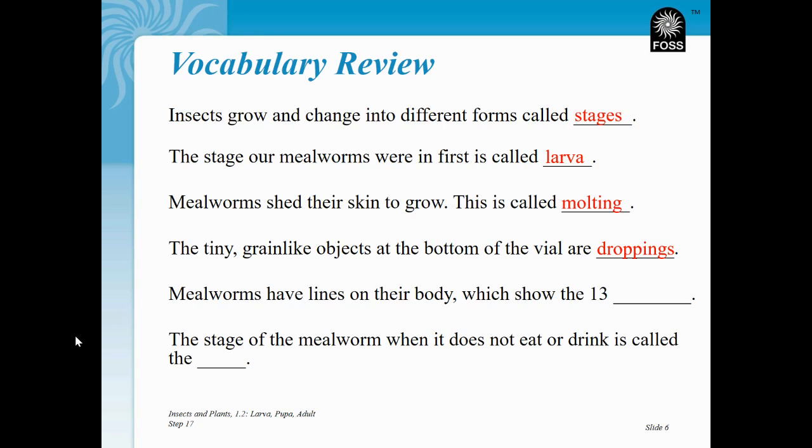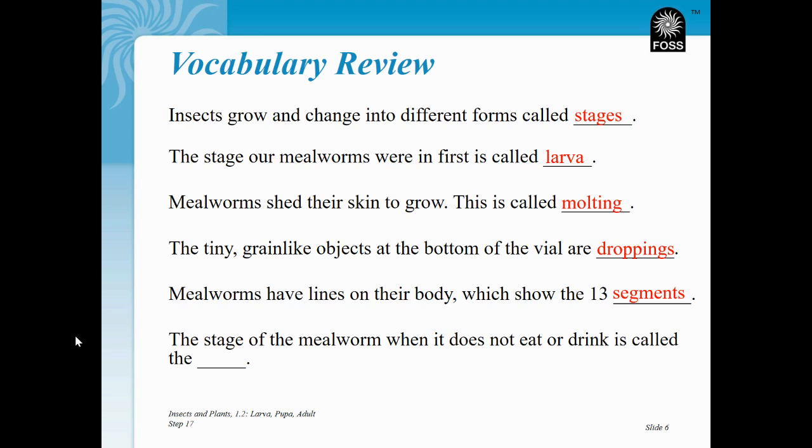Mealworms have lines on their body which show the 13 segments. If you look closely at your mealworm, you can kind of see those different ridges or segments of their body. So your mealworm should have 13 of them.